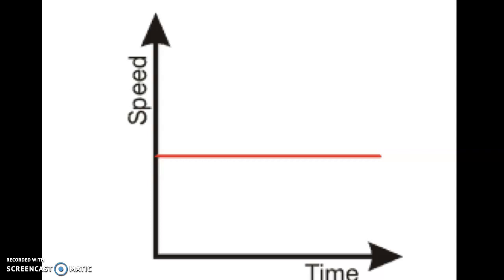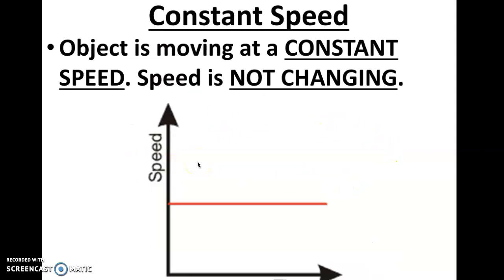Now we have a horizontal line. And remember, we're not thinking about distance time graphs anymore. We're thinking about speed time graphs. So this line no longer represents distance. A straight horizontal line like this is going to mean something completely different in a speed time graph. If I have a straight horizontal line, that means I have a constant speed. My object is moving at a constant speed.